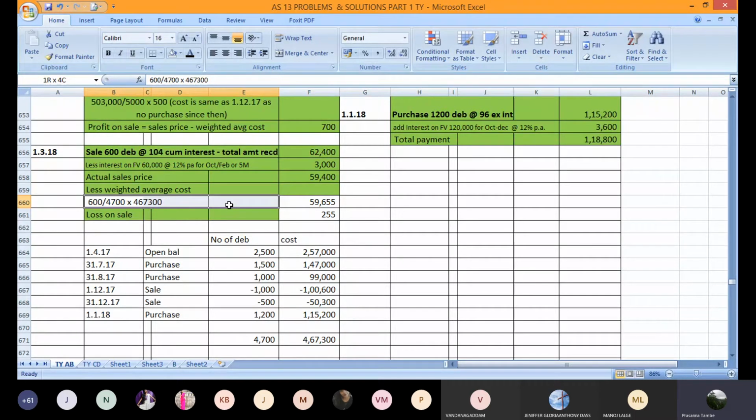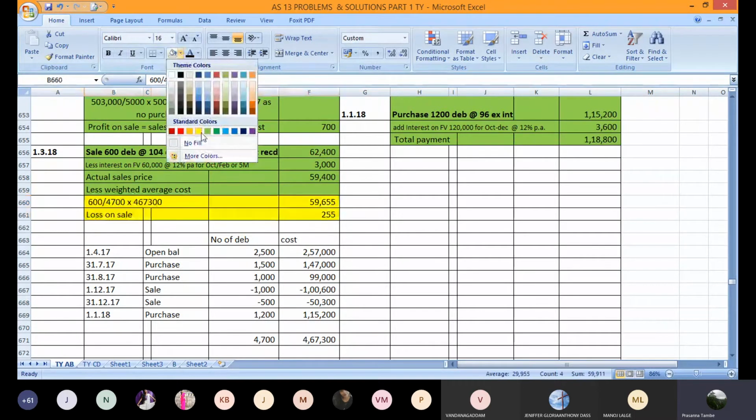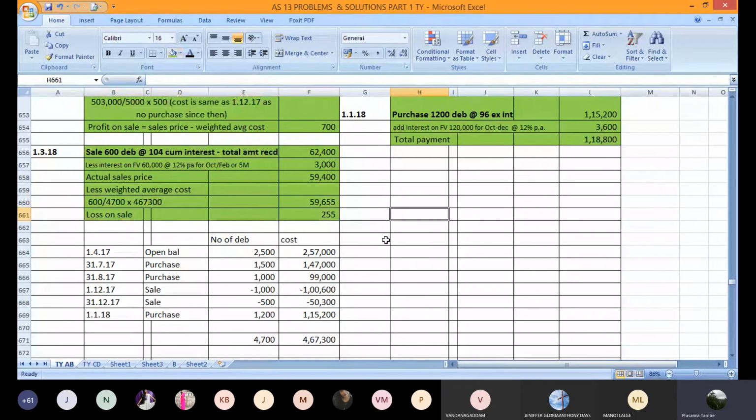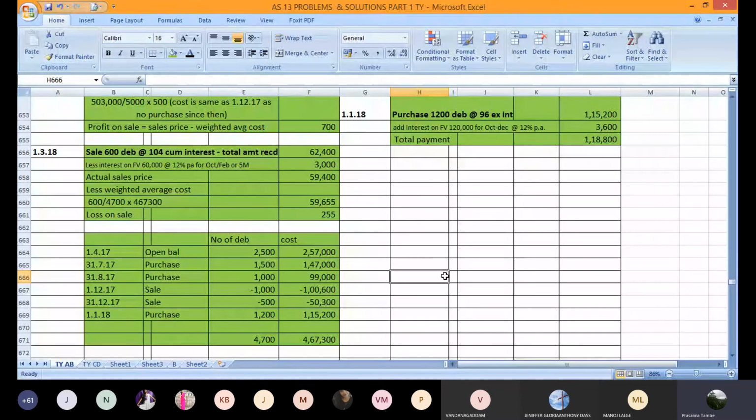The earlier answer was the same, except that I have given a detailed working note now. So this is your working note for how to arrive at the weighted average cost when you have a continuous flow of transactions. Did you follow the working note? Weighted average cost? Yes, sir. Okay, write down the details and then we will discuss the accounting of it. So the loss is 255. Write down the details.